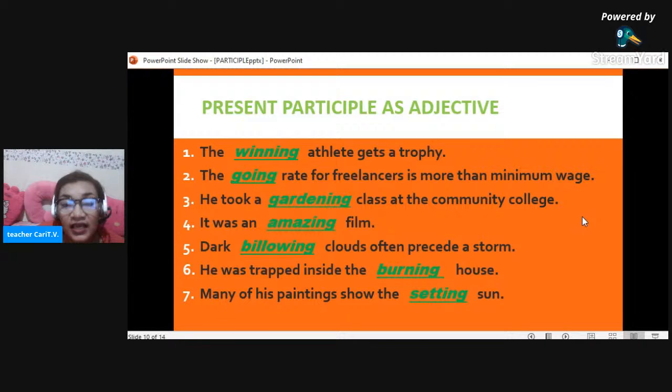Number six, he was trapped inside the burning house. And number seven, many of his paintings show the setting sun. What kind of sun was being modified or described?